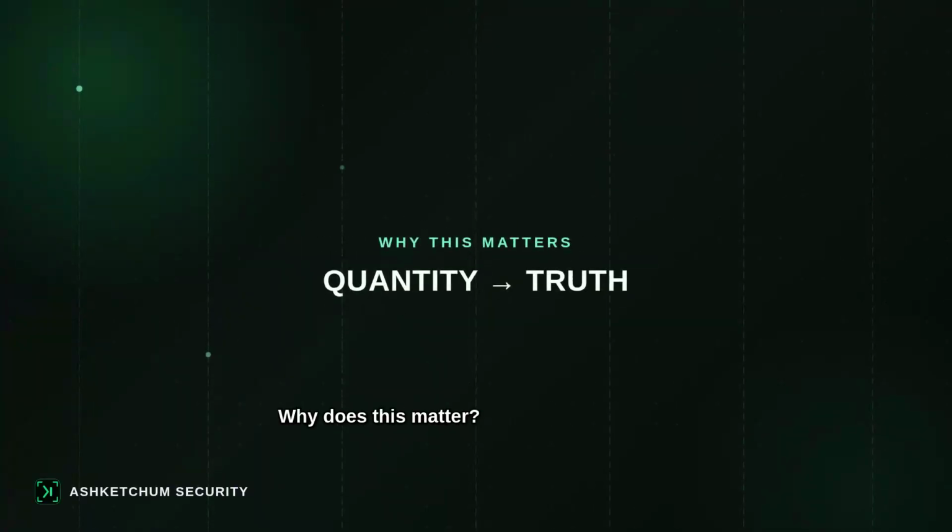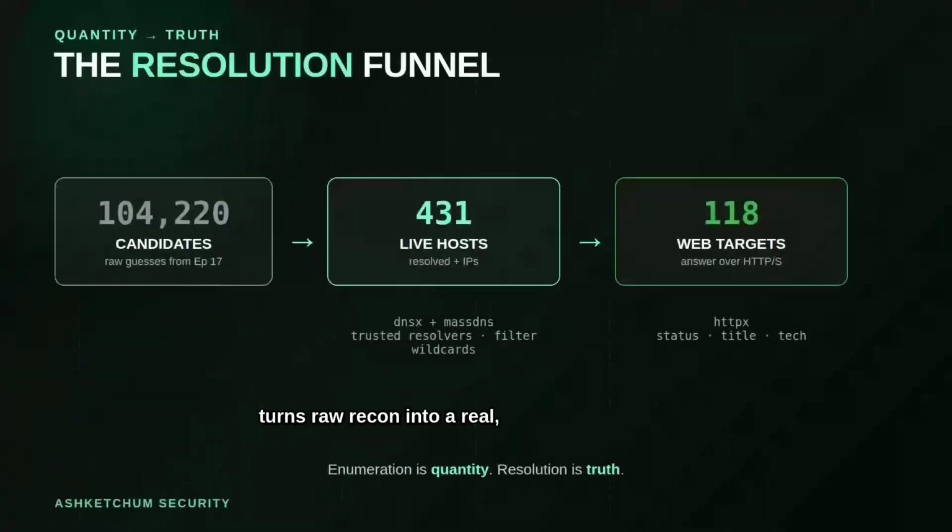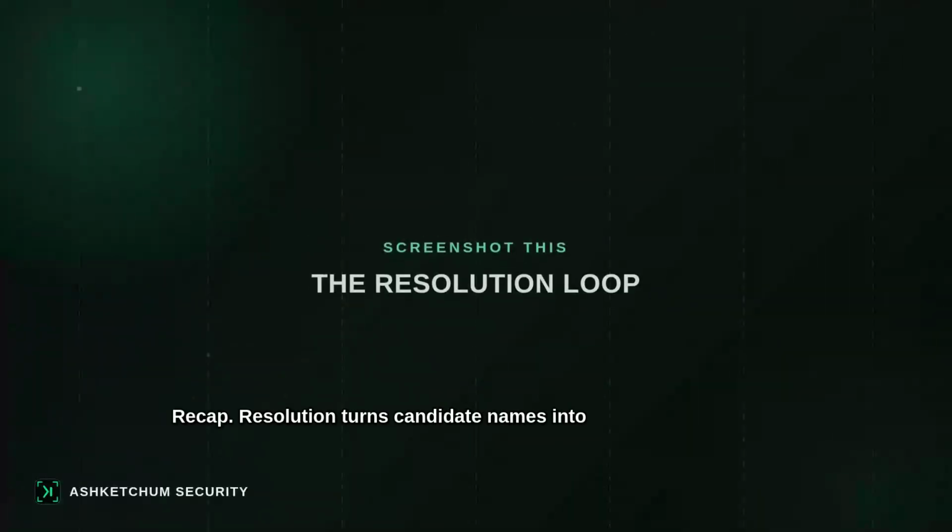Here's why this matters: because resolution is the step that turns raw recon into a real attackable map. Anyone can generate 100,000 subdomain guesses. The hunter who correctly resolves them, filters the fakes, spots the dangling CNAMEs, and maps the live infrastructure is the one holding an accurate picture nobody else has. Enumeration is quantity. Resolution is truth. And truth is what you attack.